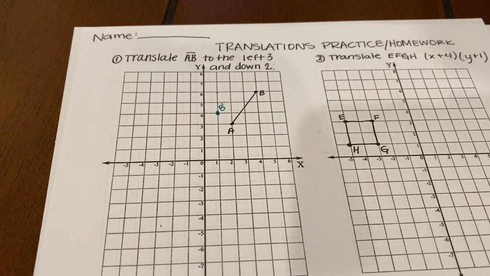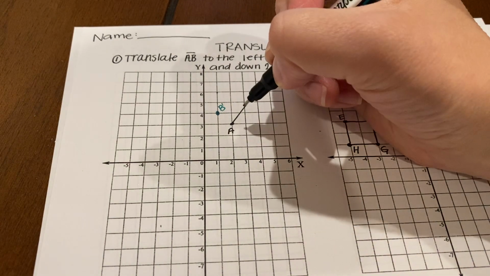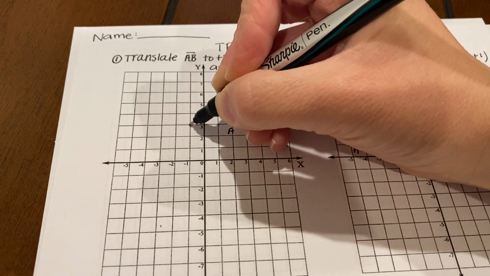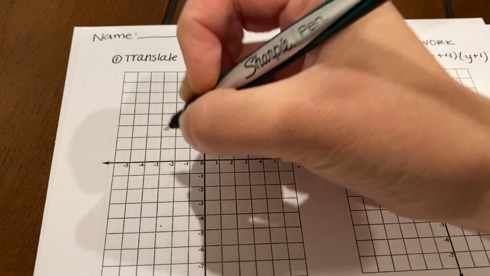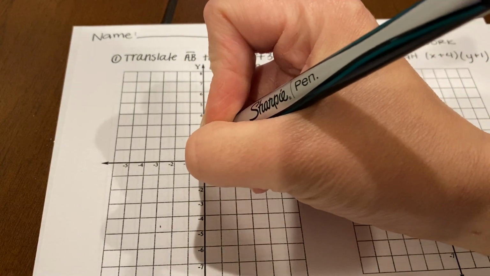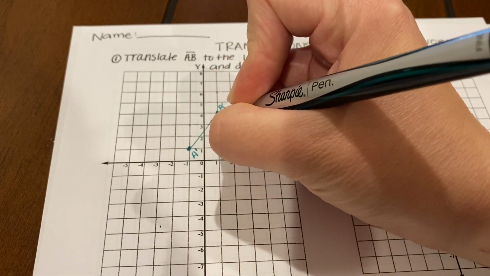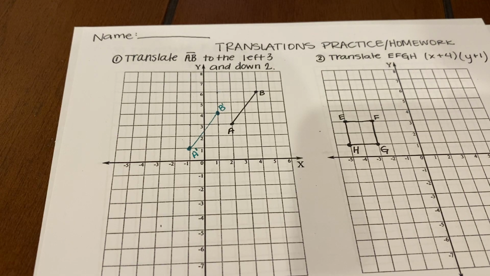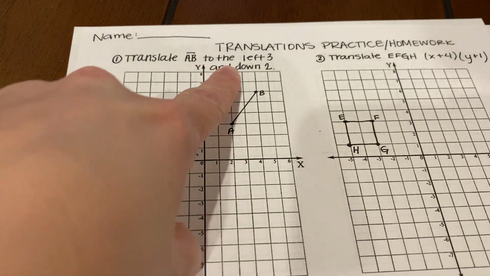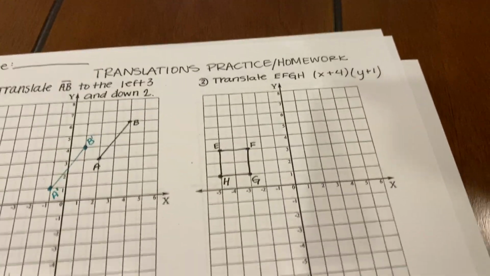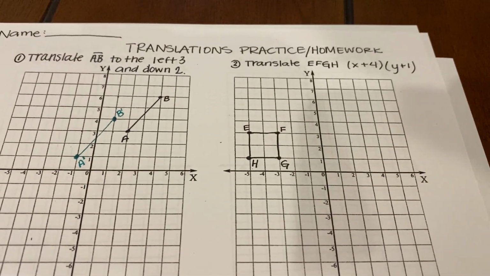Okay, now I have to do that same thing with point A. I have to take it and go left 3 and down 2. And now it's not A, it's called A prime. Okay, so that's in words. It gave it to you in words, but what do you do if it gives you something like this?